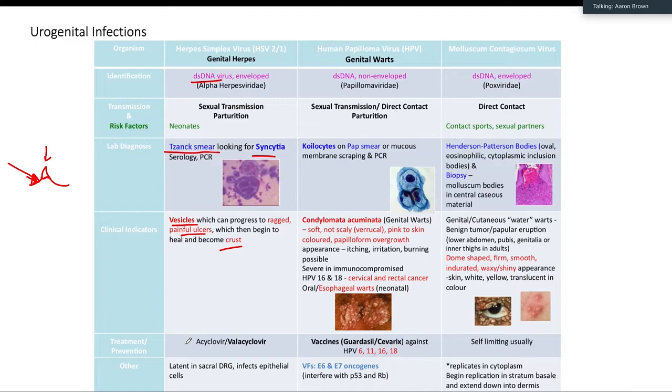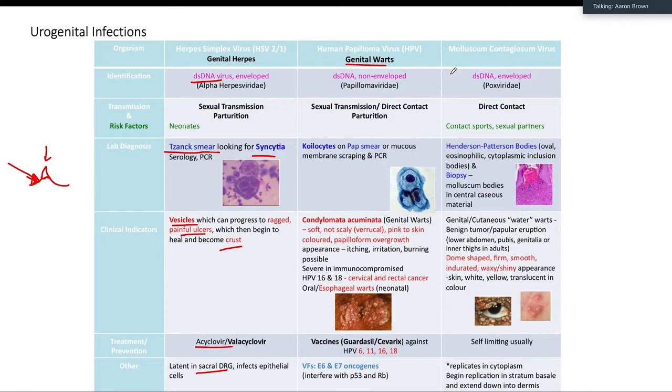How do we treat it? We give acyclovir, and we do not stop acyclovir. Because we do not have a cure for herpes, by giving acyclovir, we will prevent a recurrence of the vesicles. However, the patients always have the possibility of having those vesicles again because it's latent in the sacral dorsal root ganglia. Okay, great. HPV causes genital warts.